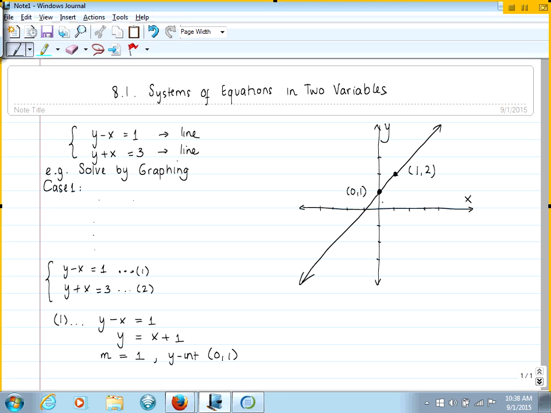Now, this is a line, so it shouldn't stop at 1, 2 or at 0, 1. It should extend all the way. And what's at the end of the line? You have an arrow, meaning it goes on forever. That's why we put in this arrow. In MathExcel, unfortunately, we don't have arrows, so it's just going to be like a line. And we will label this line. This line is y minus x is equal to 1. All right, so we're done with the first line. Now the second line.